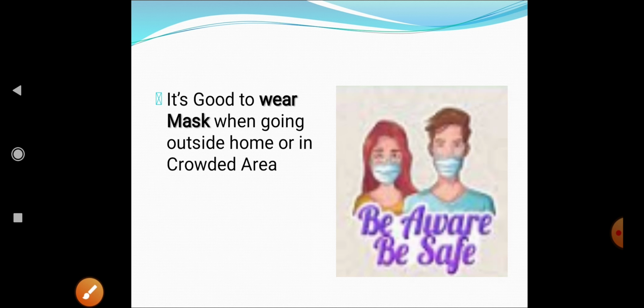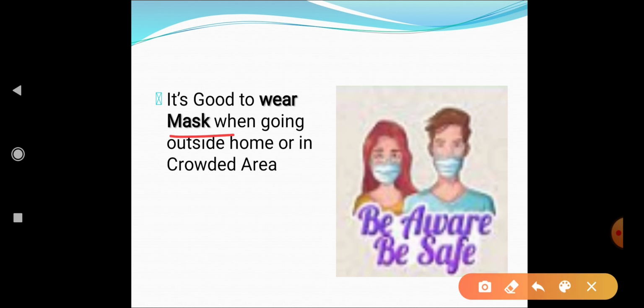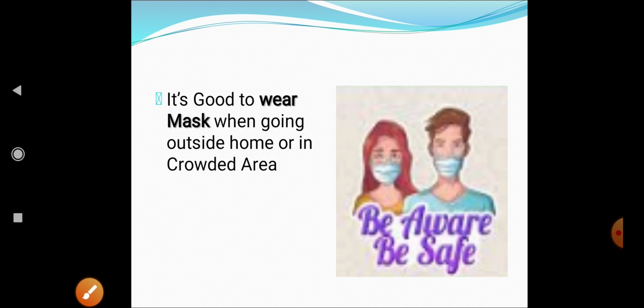Okay, the second step of prevention is you should wear a mask when going outside the home or in a crowded area. And especially if you are going to the hospital, then you have to wear a mask to prevent acquiring the infection through the respiratory route.